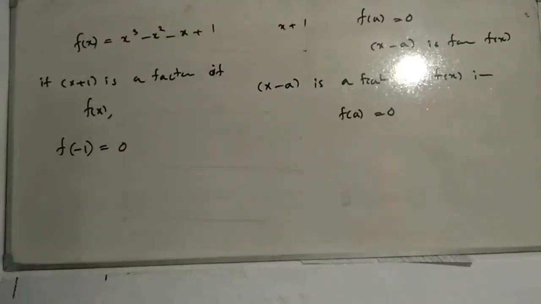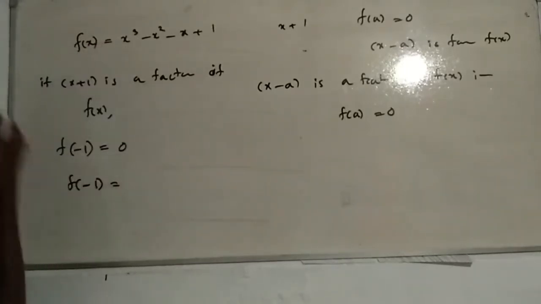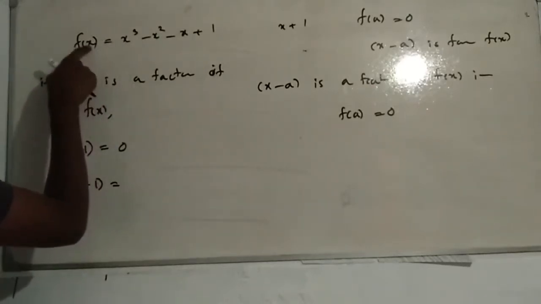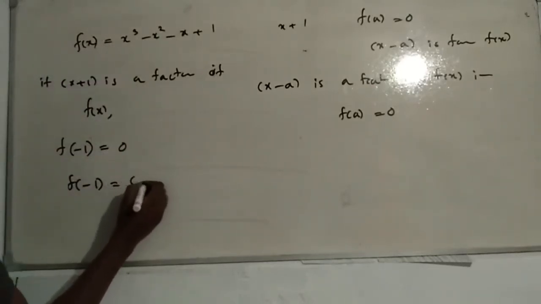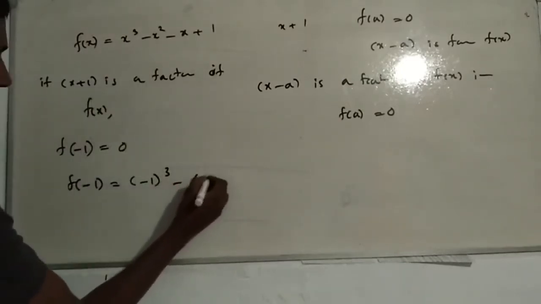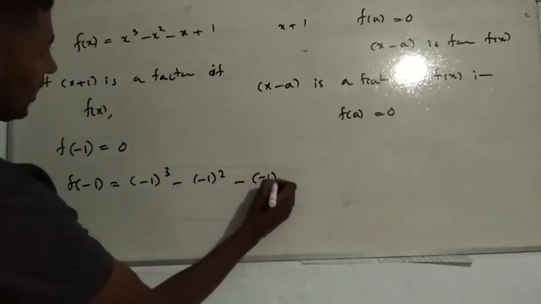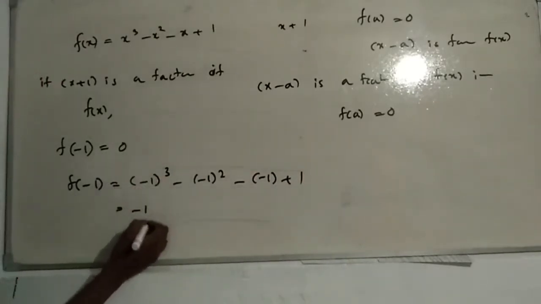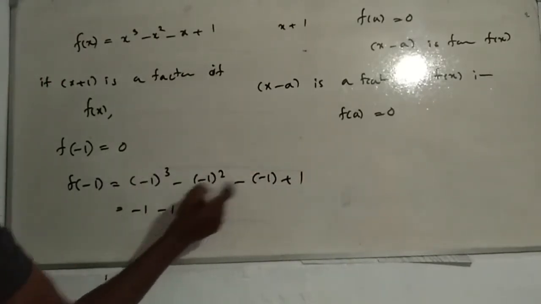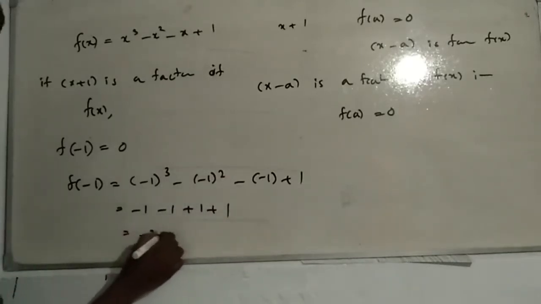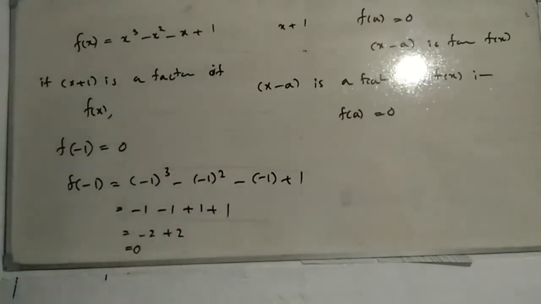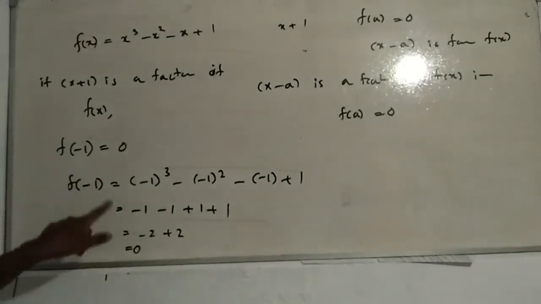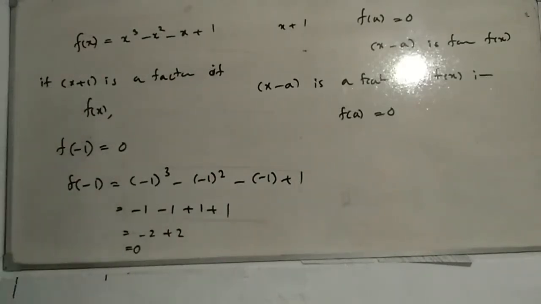Let's find out the value of f of minus 1. If it's equal to 0, we can say that x plus 1 is a factor of f of x. We substitute minus 1 for this x, our variable. Then we can write minus 1 cubed minus minus 1 squared minus minus 1 plus 1. Again here minus 1, here minus 1, here plus 1 and plus 1. Here minus 2 plus 2, that is equal to 0. Now you can see f of minus 1 is equal to 0. That means x plus 1 is a factor of f of x.